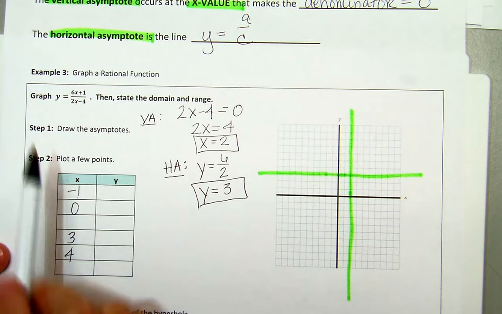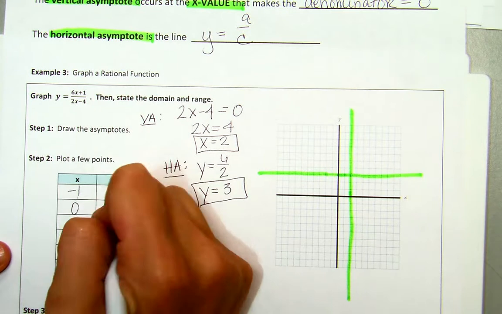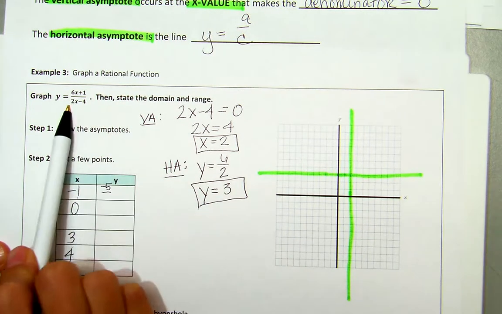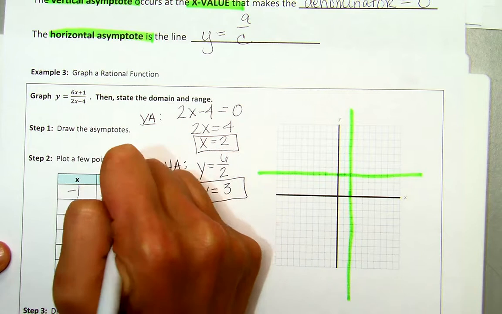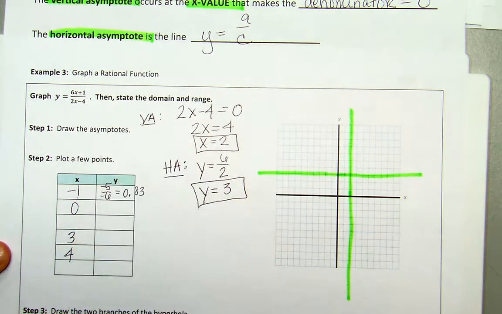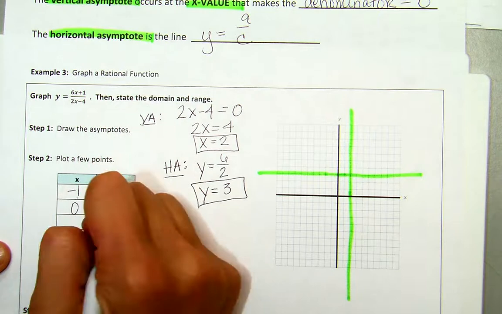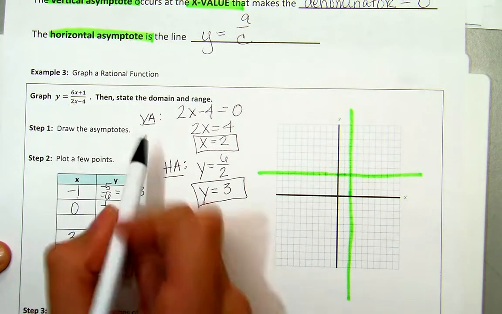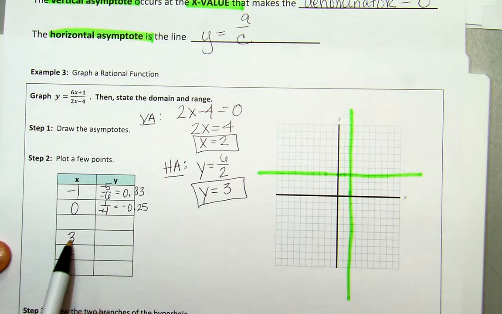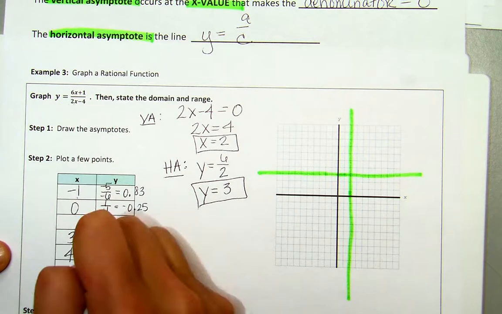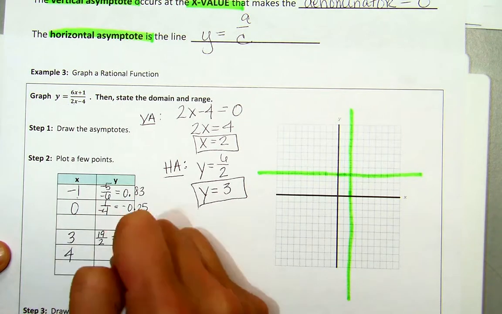Okay, so if I plug -1 in, I'm going to use my calculator. 6 times -1 plus 1 gives me -5, divided by 2 times -1, which is -2, minus 4 gives me -6. If I plug that into my calculator, that's going to give me the point 0.83, approximately. If I plug 0 in, 0 works well because 6 times 0 is 0, so I get 1 in my numerator. 2 times 0 is 0, so I get -4, and that's obviously the point -0.25. If I plug 3 in, 6 times 3 is 18, plus 1 gives me 19, divided by 2 times 3 is 6, minus 4 gives me 2. If I crunch that in my calculator, I get a point like 9.5.